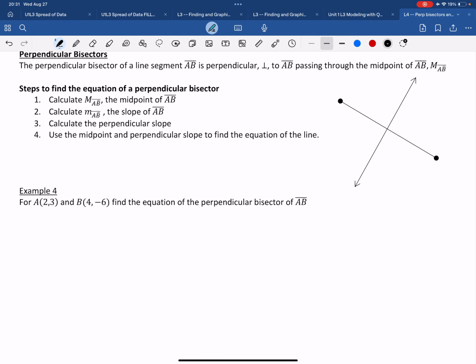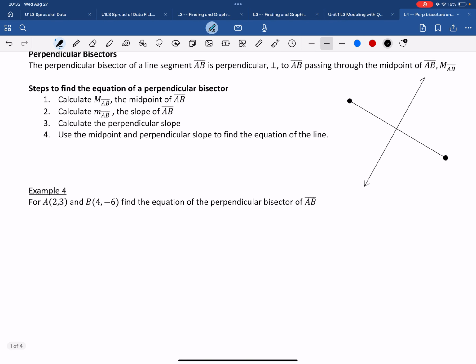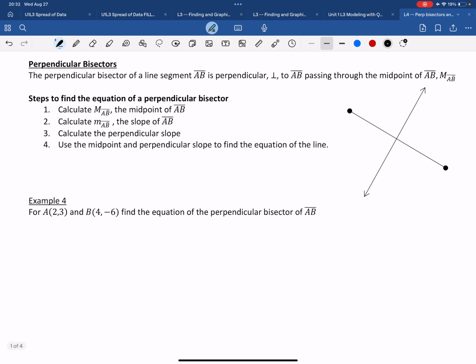Okay, perpendicular bisectors. Well, we talked about perpendicular lines before, but now we have the idea of a bisector. Okay, and a bisector basically means it's going to cut something in two congruent or two equal parts. Okay, so if we have a perpendicular bisector of a line segment AB, the perpendicular bisector of a line segment AB is perpendicular to AB, right? So it's going to meet it at a right angle, and it also passes through the midpoint of AB.